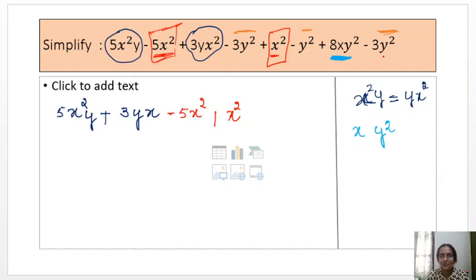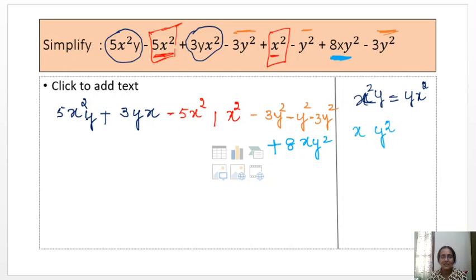Now there are 3 terms with y square. Minus 3y square, minus y square, minus 3y square. Yeah, there is one more term, xy square. It is left with a single term, plus xy square. Yeah, let me add up now.